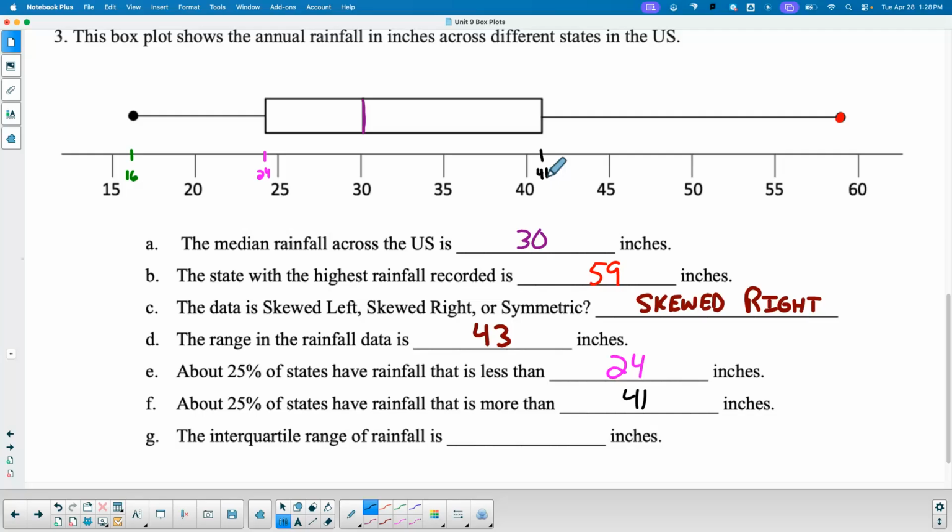Okay. Remember, each section represents 25%. So the first whisker, the left whisker, is the first 25%. The left half of the box is 25% of your data. The right half of the box is 25% of your data. The right whisker is 25%. The interquartile range of rainfall: 17, 41 minus 24. Okay.